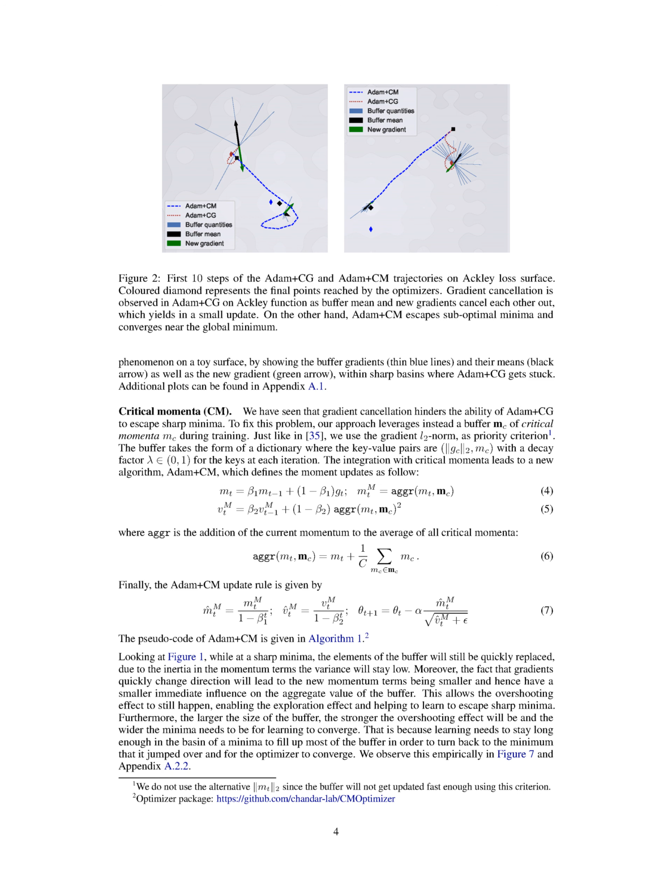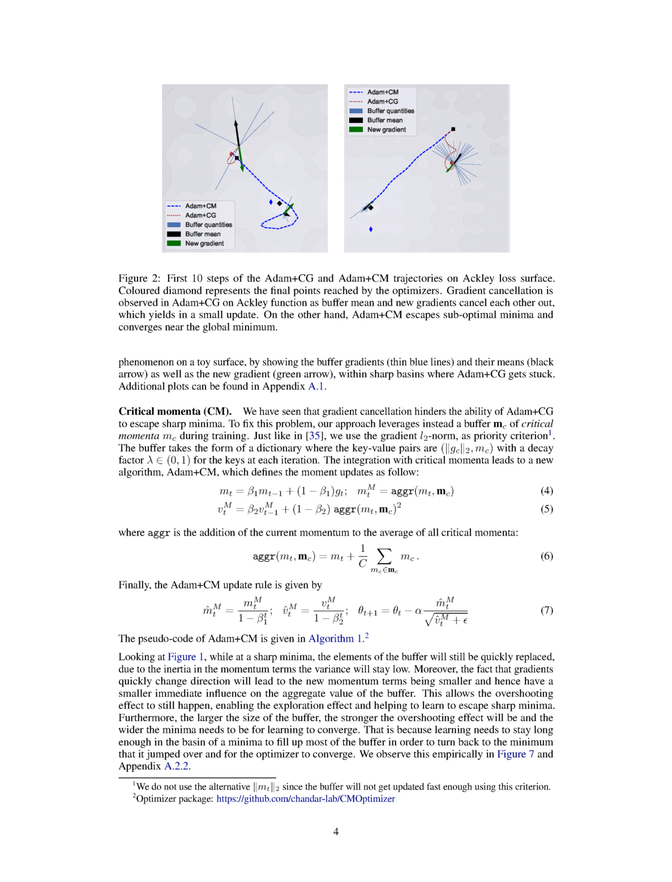The updated moment, M_T, is then the sum of the current moment and the average of all critical momenta. The updated variance, V_M_T, is calculated in a similar way, but with the square of the sum of the current moment and the average of all critical momenta. The weightings in this case are determined by the parameter beta_2. The update rule for Adam plus CM is then given by the following.